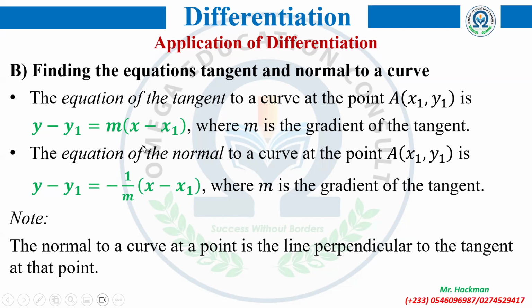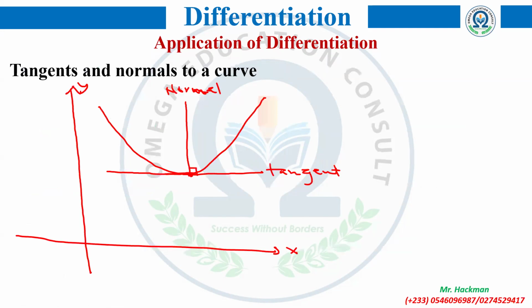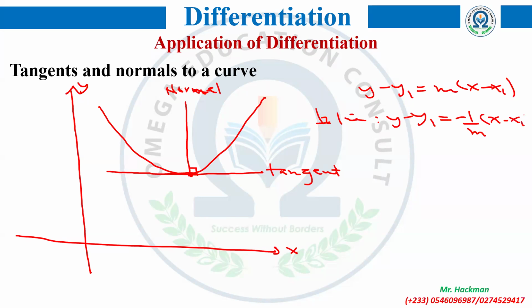Then remember that we said the normal and tangent are perpendicular. So remember when we were doing coordinate geometry, we said if you have a line y minus y1 is equal to m into x minus x1, then the equation of the perpendicular line will give us y minus y1 is equal to minus 1 over m into x minus x1. Do you remember?